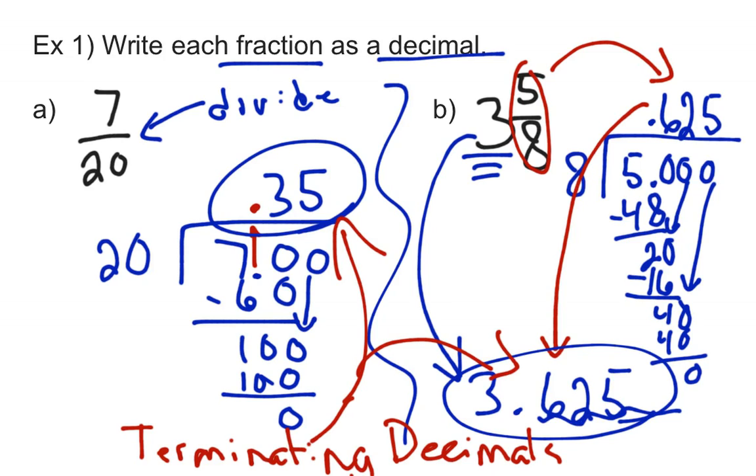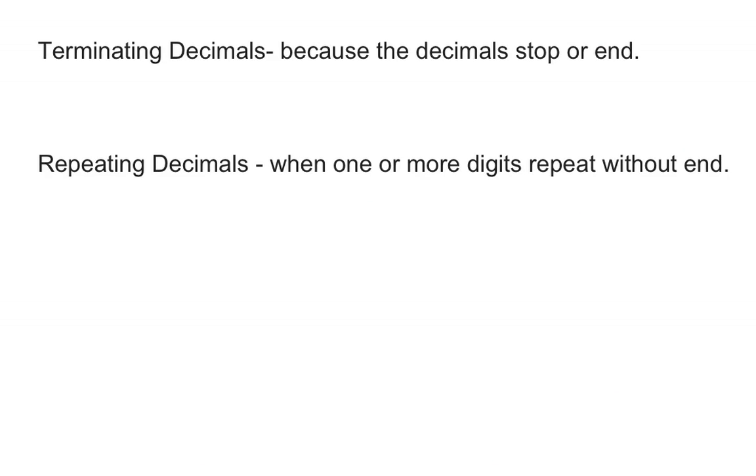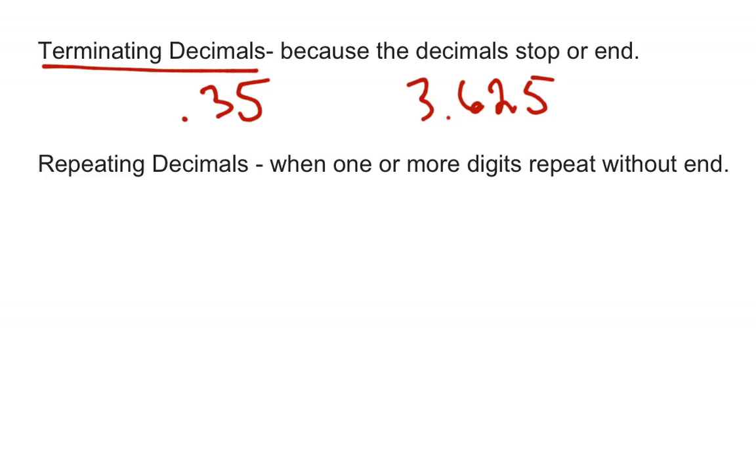Here we go. This is exactly what I just said. Terminating decimals, because the decimals stop or end. Examples are the two that we just had written down, like 0.35 and something like 3.625, because the decimal part finally just stops here. It doesn't keep going. It stops. There's nothing more there.